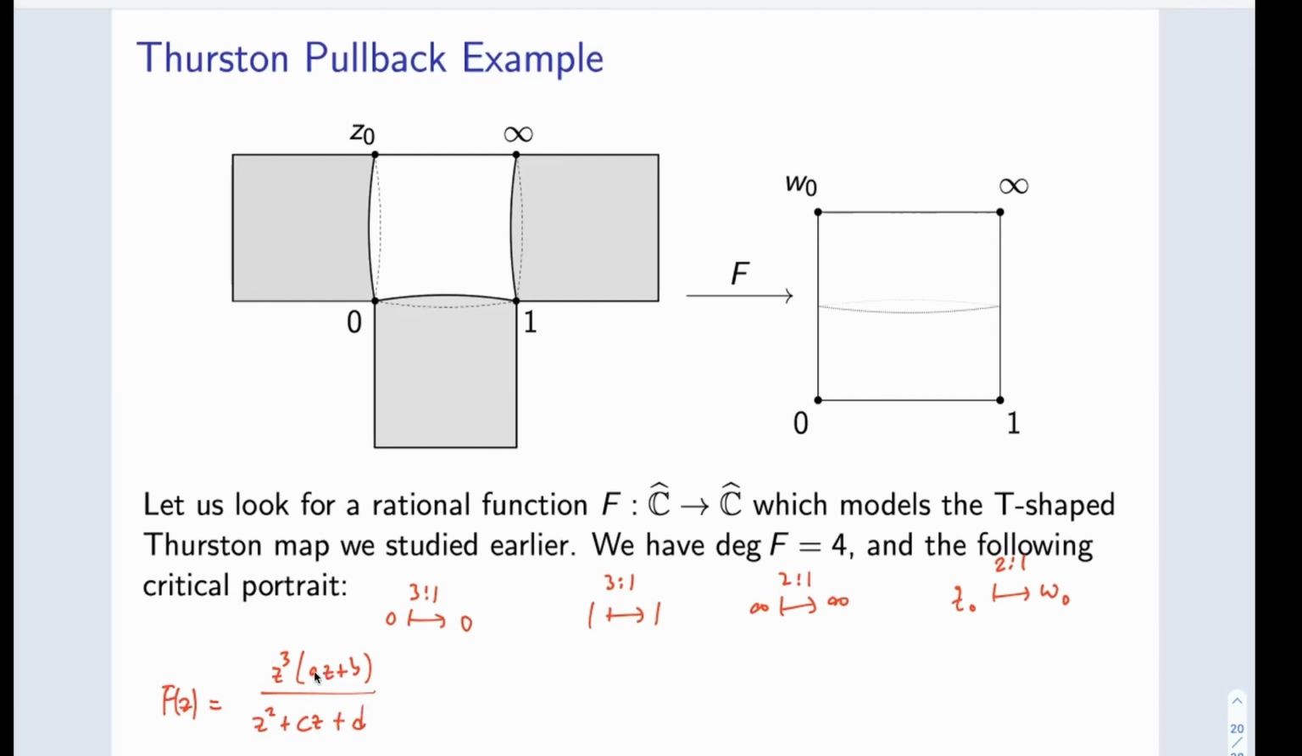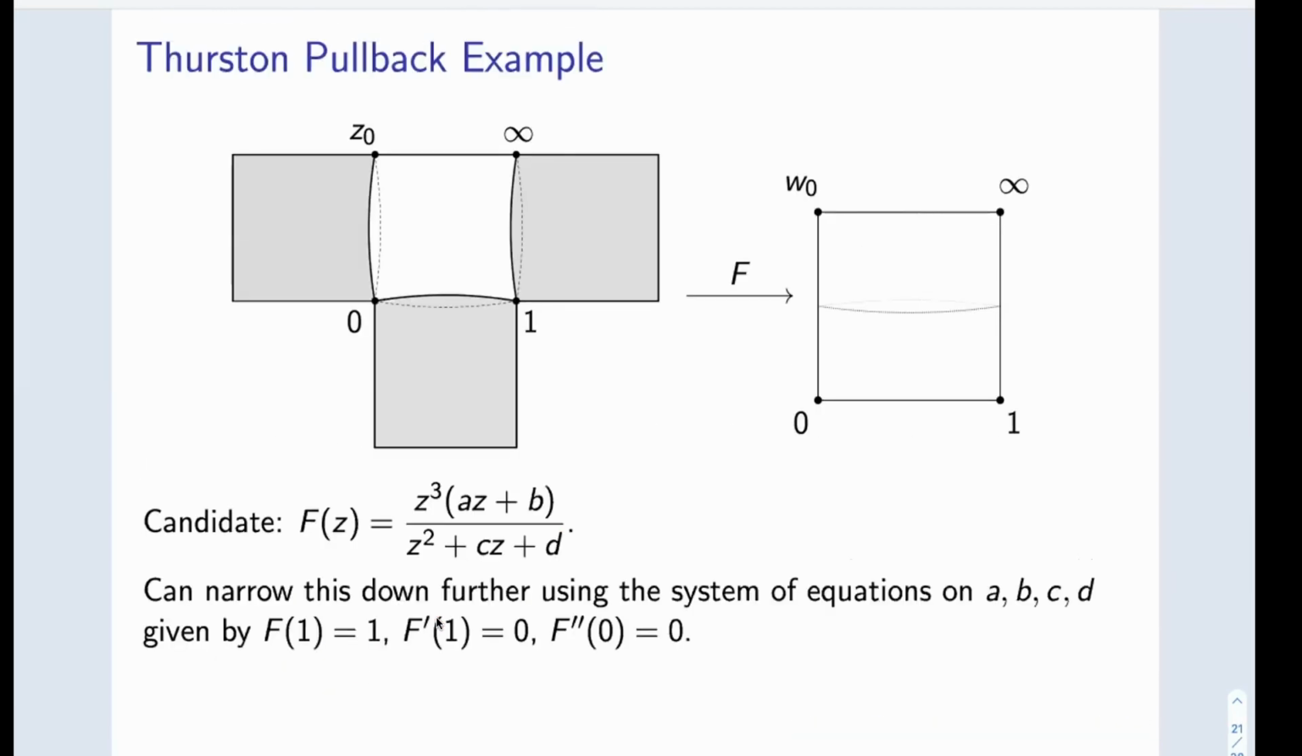All right, and A, B, C, D are complex numbers. So that's our current candidate. But we have more information we can use, right? I haven't used yet, for example, that 1 gets mapped to 1, and that it's also going to be a critical point of degree 3. So we can write those down, and I'm not going to because it gets rather tedious.